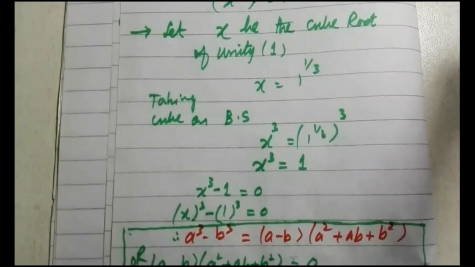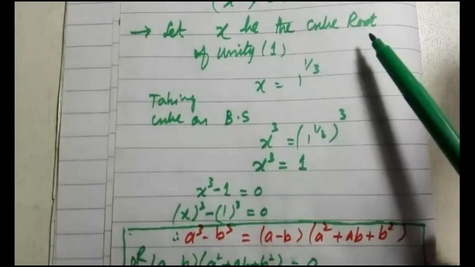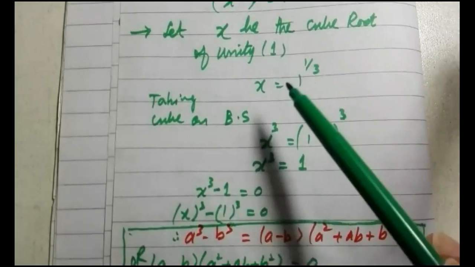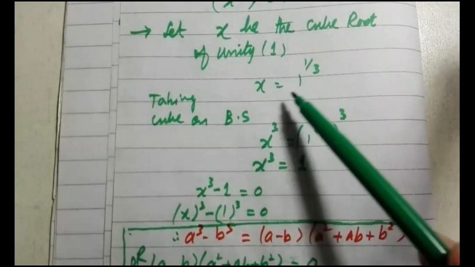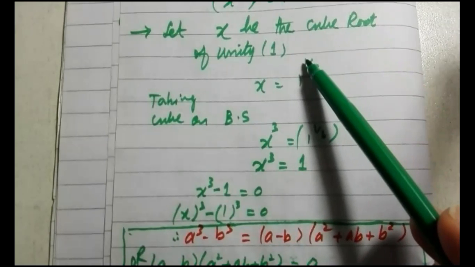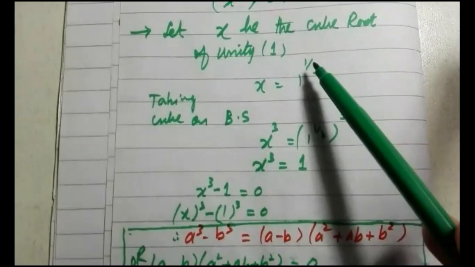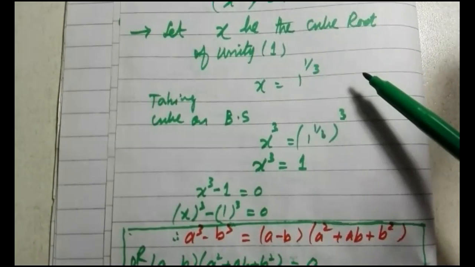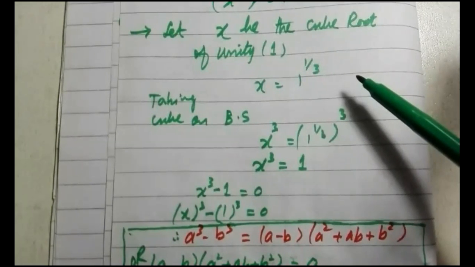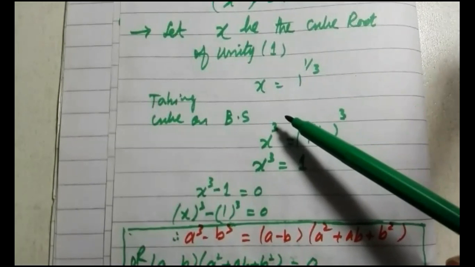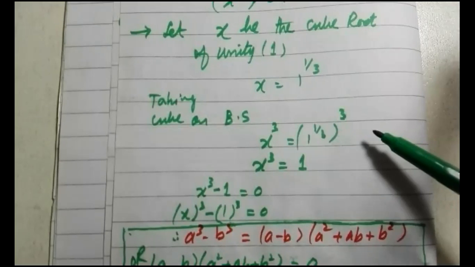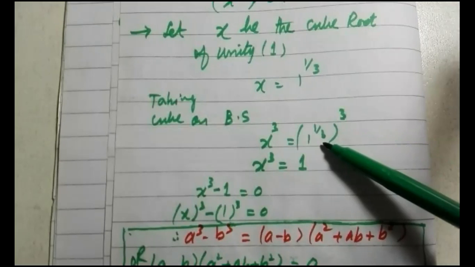So how will you start? You will start: let x be the cube root of unity, and cube root of unity means that x equals the cube root of 1, 1 raised to power 1 by 3. As you can see, 1 raised to power 1 by 3 will be written, and then we will see how to proceed further: you will take the cube root on both sides, and when you take the cube root on both sides, the cube root on this side will be cancelled.